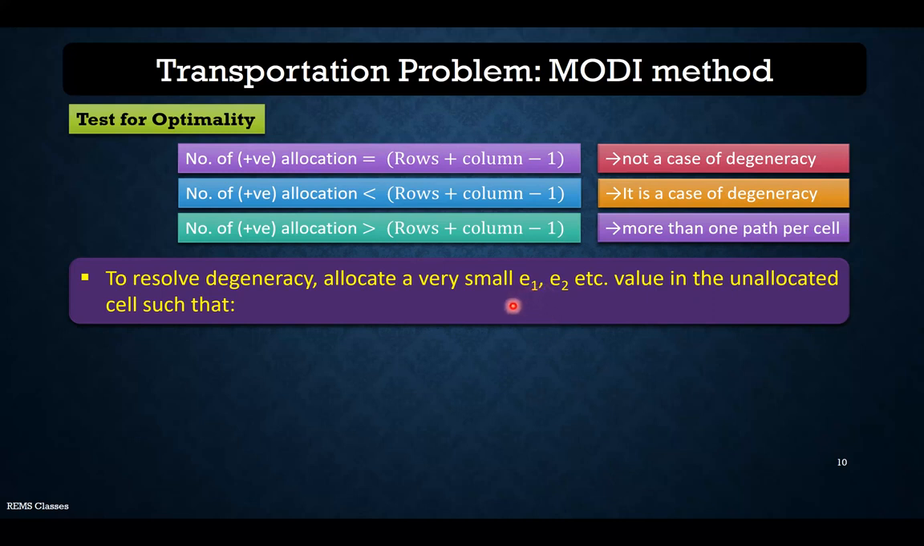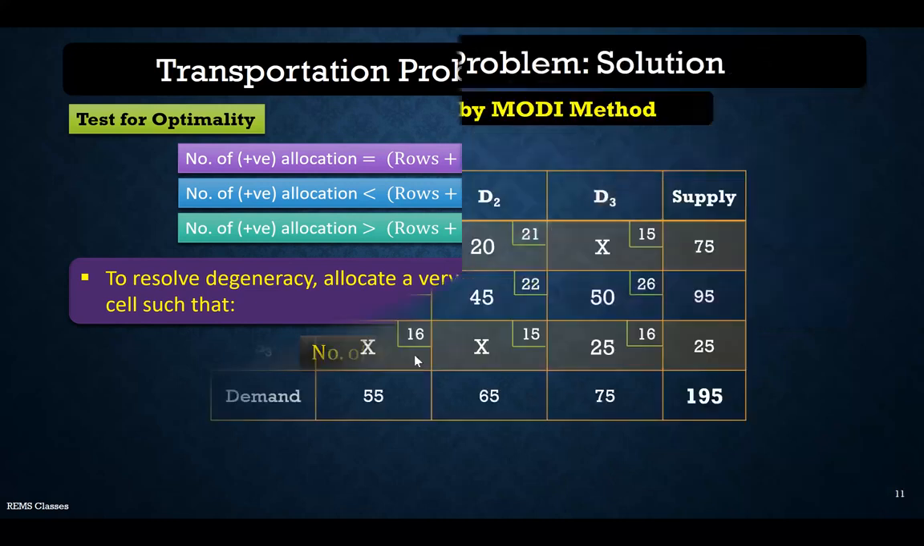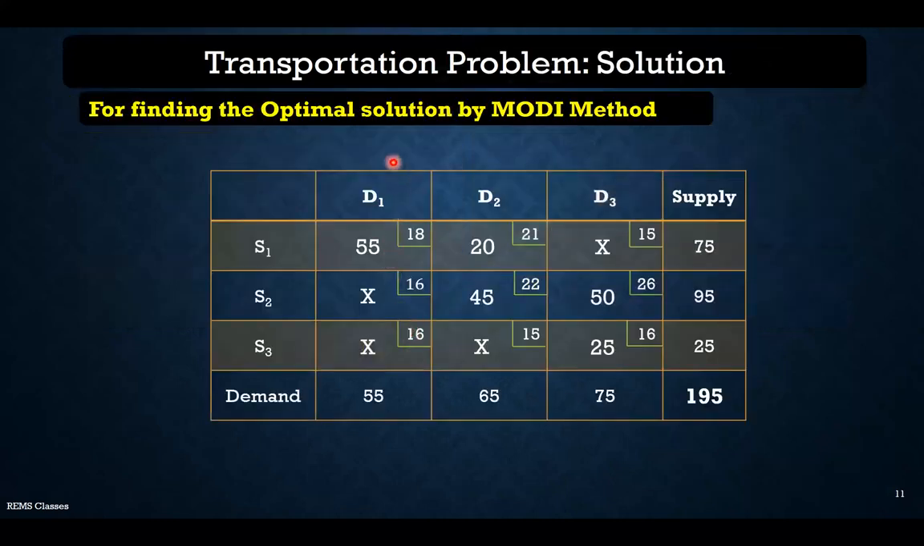So we'll start making use of the modified distribution method. For that we have a solution. We have obtained this solution from the northwest corner technique. This is the initial basic feasible solution obtained from the northwest corner rule, and we have to check whether this particular solution is optimal or not.